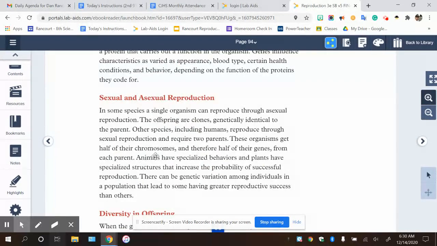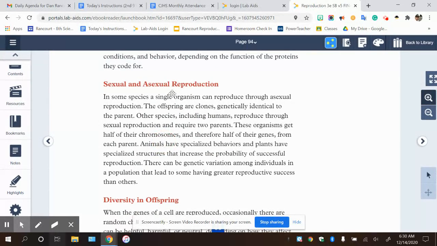Let's go on to sexual and asexual reproduction. In some species, a single organism can reproduce through asexual reproduction. The offspring are clones genetically identical to the parent. Other species, including humans, reproduce through sexual reproduction and require 2 parents. These organisms get half of their chromosomes and therefore half of their genes from each parent. Animals have specialized behaviors and plants have specialized structures that increase the probability of successful reproduction. There can be genetic variation or genetic difference among individuals in a population that lead to some having greater reproductive success than others.